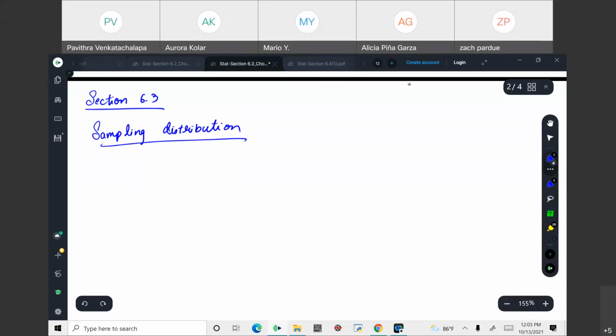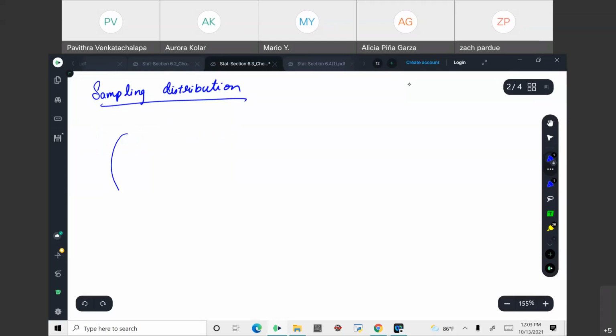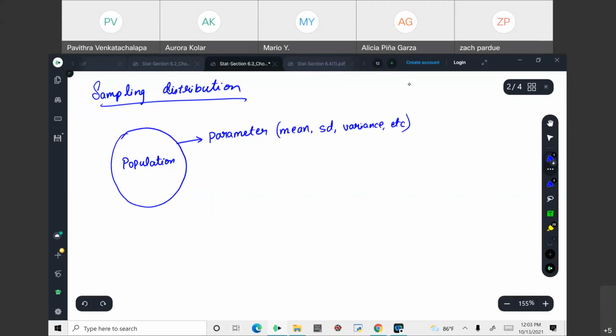Okay. Now, assume that this is the population. This is the entire population of your data set. Now I need to find out some parameter. This parameter can be anything like mean, standard deviation, variance, etc. So I want to find some parameter of this whole population.